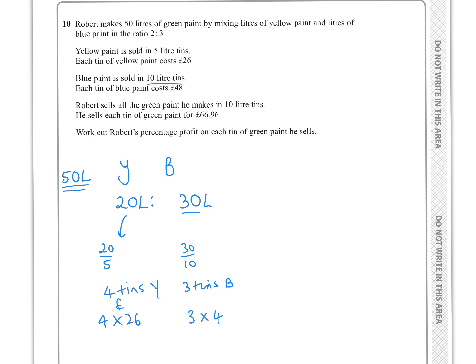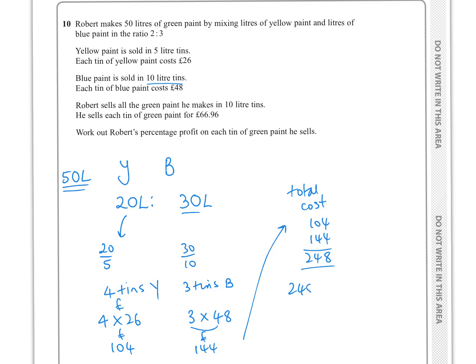and 3 tins of blue, that's going to be 3 times 48, so 4 times 26 on the calculator. That's £104, and 3 times 48, that's 144. So the total cost that is spent on the paint is going to be 104 and 144, which is £248. Robert sells all the green paint he makes in 10-litre tins, and each of them is £66.96.